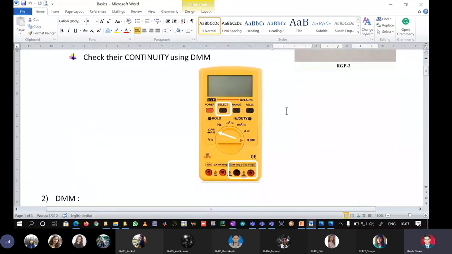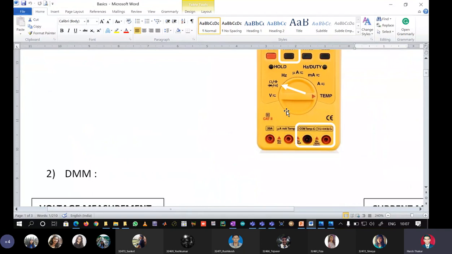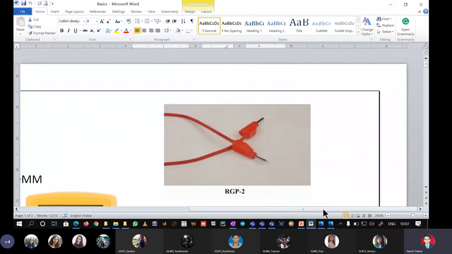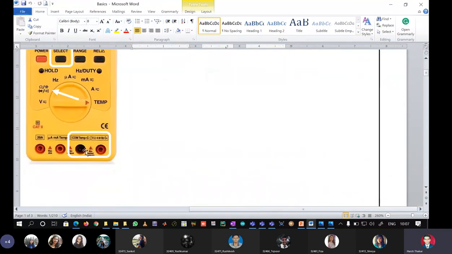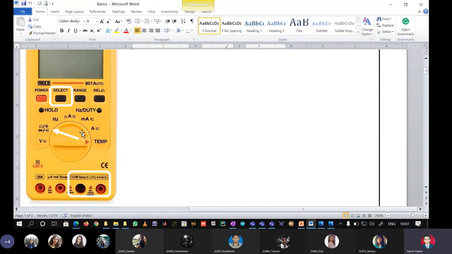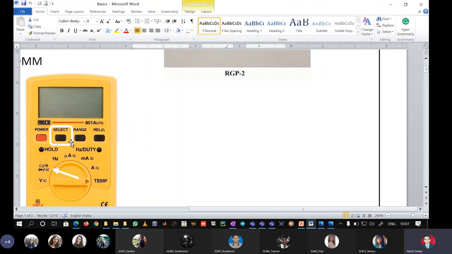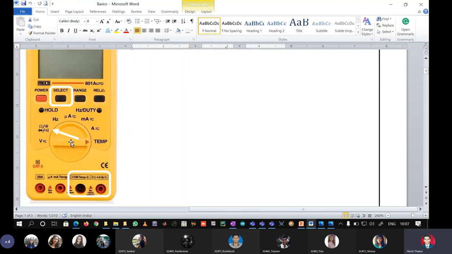I had forgotten, yes, in order to measure continuity, you have to connect one end of the patch cord in the rightmost socket and the second terminal of the patch cord in the COM socket, and then put the rotary dial in this position, and using the select push button switch, make sure that the functionality goes to continuity mode.